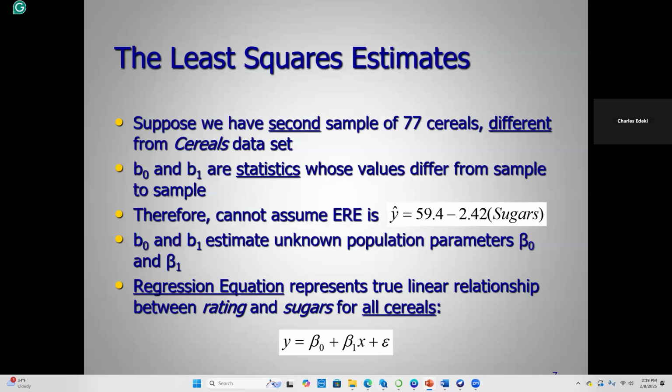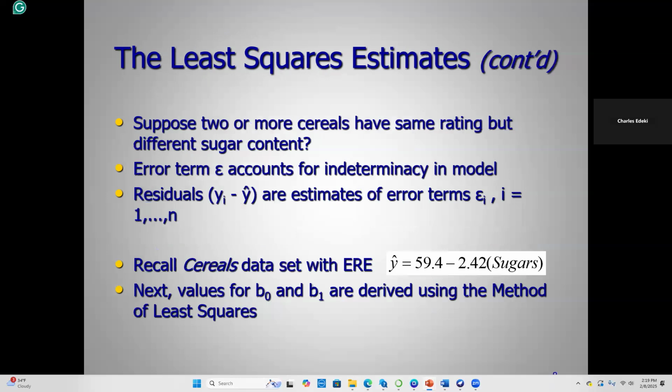And now this will be the regression equation, representing the true linear relationship between rating and sugar for all cereals. So we add the E, which is the error, to the equation. Now suppose two or more cereals have the same rating but different sugar content. Then the error term E accounts for the indeterminacy in the model. The residual gives us yi minus y-hat.